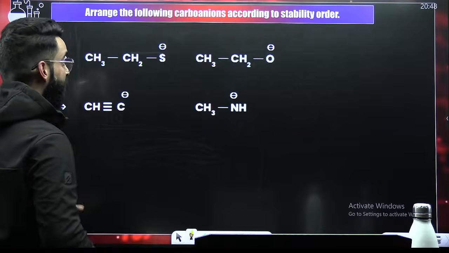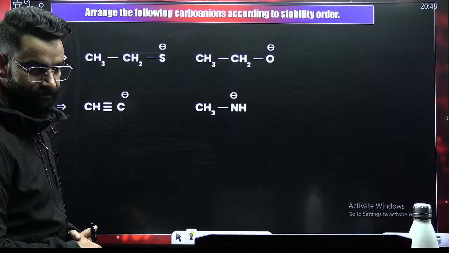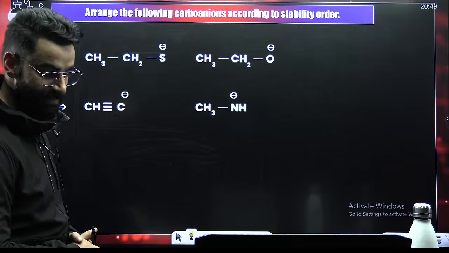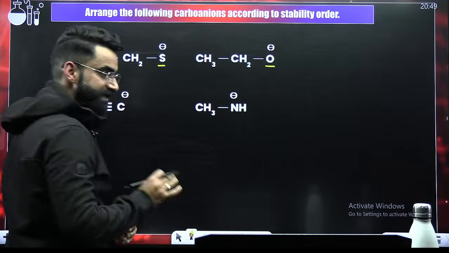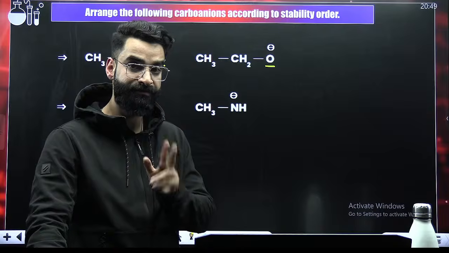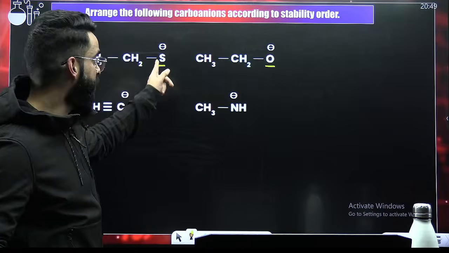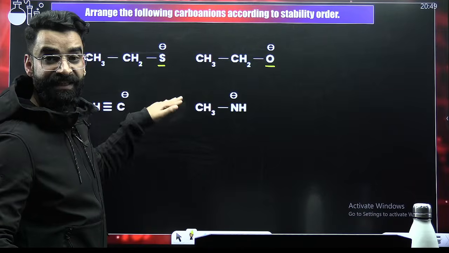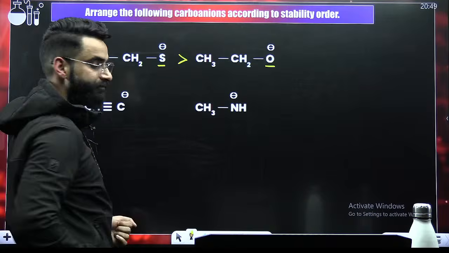Talk about this one. Arrange the following carbanions as per the stability. See, sulfur carrying negative, oxygen carrying negative. Sulfur and oxygen belong to the same group. In the group, VCD plays a role. Sulfur has got more size. More the size, lesser the VCD. Lesser the VCD, more the stability. So negative charge is more stable here.